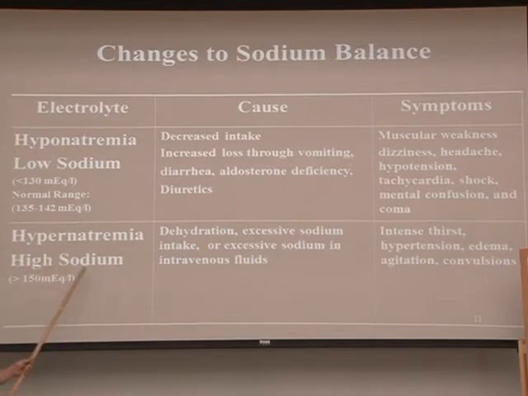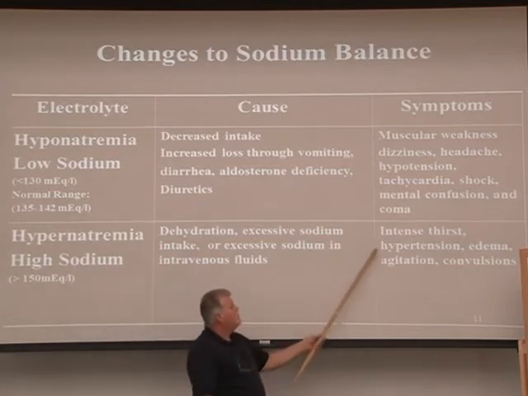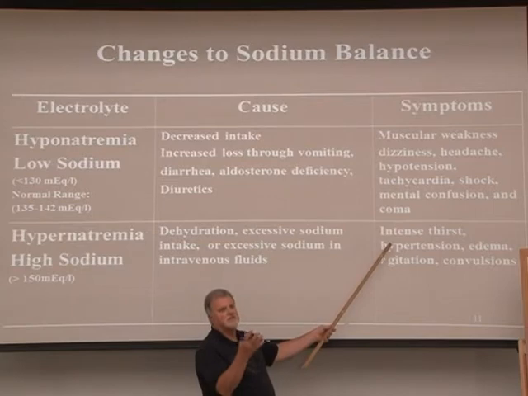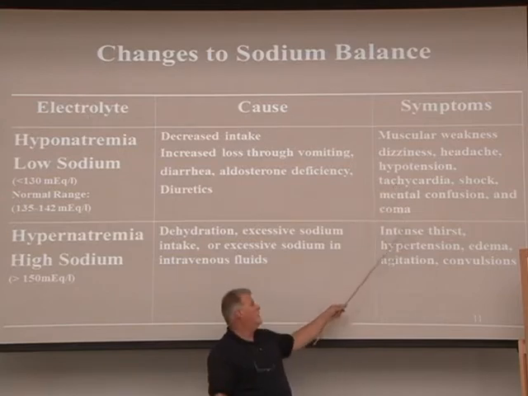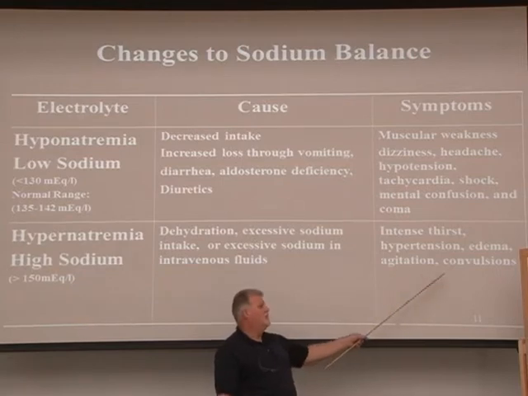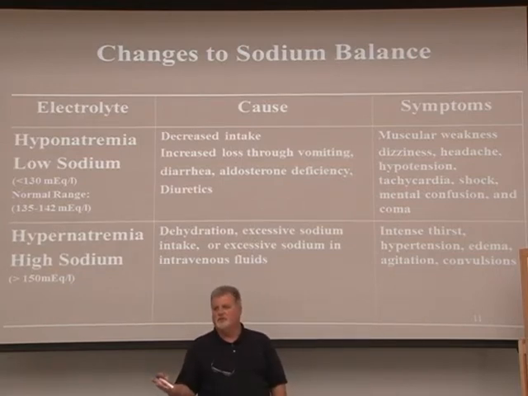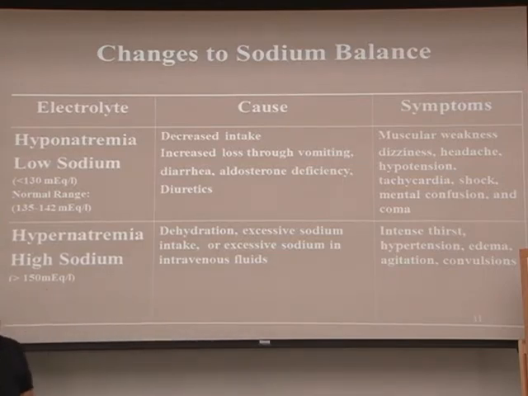Hypernatremia would typically be due to dehydration. Those patients are going to be intensely thirsty. They just want to drink and drink. Instead of hypotension, which is low blood pressure, they're going to be in hypertension, which is high blood pressure. They're going to have edema, so their hands and feet begin to swell. Then they become agitated and have convulsions. Both lead to death if not taken care of quickly enough.